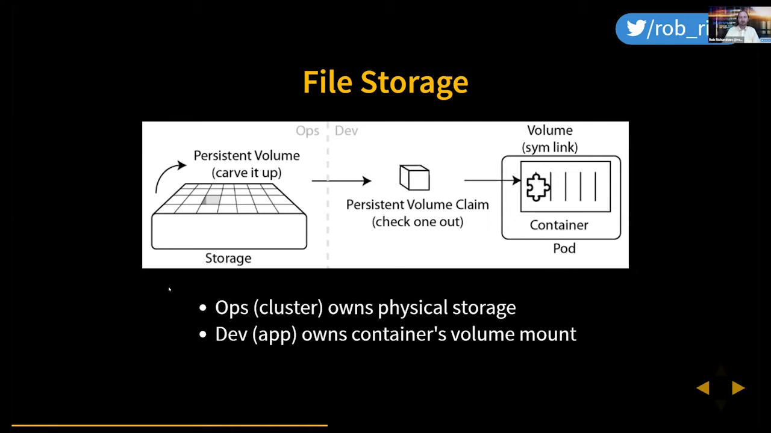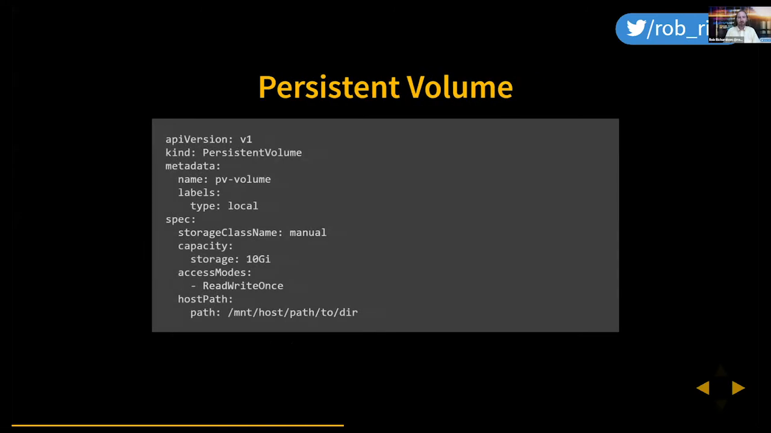Well, let's dig into each one and take a look at how to build them. Here is the YAML for a persistent volume. This is that abstraction over the top of storage. This is that piece of the hard drive. So here we'll specify the type of driver and where it actually lives. Host path is great for testing. Access modes. This one is read write once, so only one pod can attach to this.